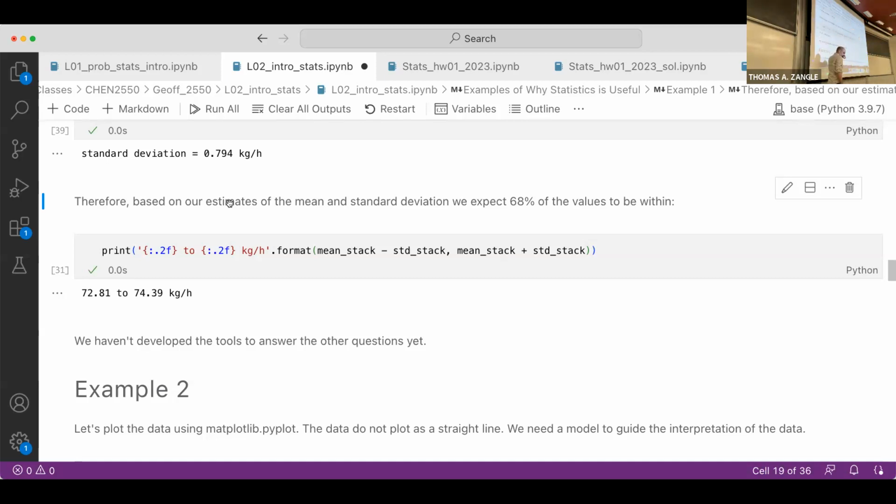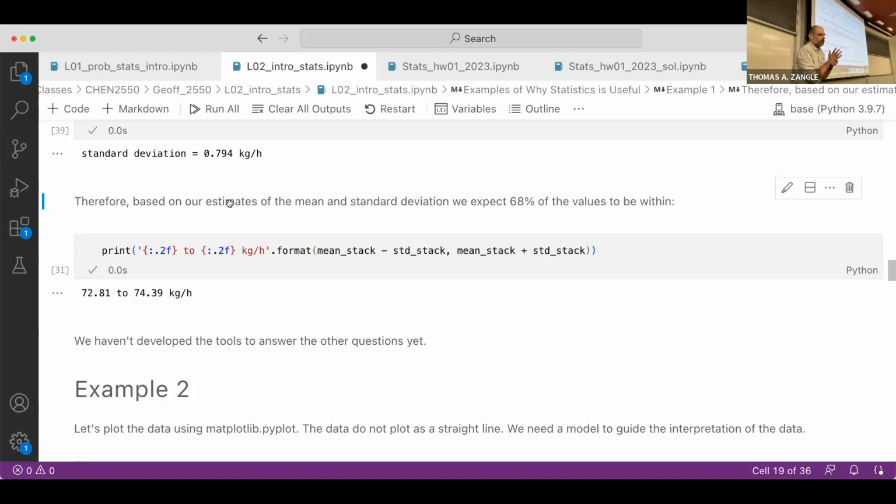So for example, we said last time that for normally distributed data, and again, we're going to talk about the normal distribution, we generally expect to find about 68% of values between the mean minus the standard deviation and the mean plus the standard deviation. And so we would expect that roughly 70% of the values that we sample are going to be within this range of 72.8 to 74.4 kilograms per hour. But we can't yet say how confident we are that this particular facility is underneath our 75 kilogram per hour limit. We're not there yet. Okay.